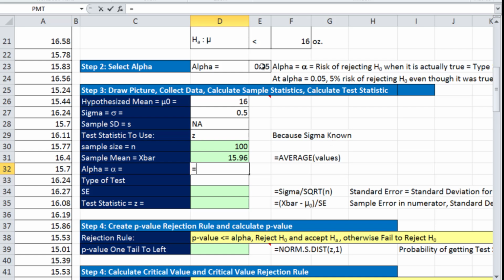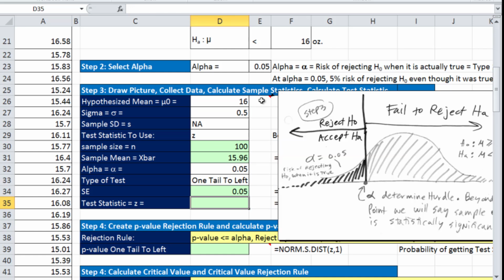Now our alpha, I have that up here. The type of test, this is a one tail to the left. All right, now we got to calculate our standard error. We know for the sampling distribution of x bars, the variation is less than in the population, so we calculate our standard error. We know sigma, so we take that divided by the square root of our sample size. So there it is, 100. Now we can calculate our test statistic.